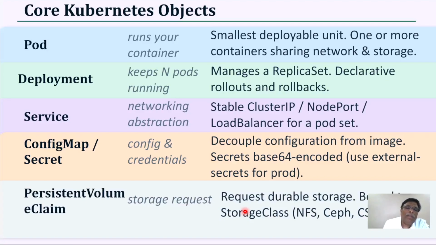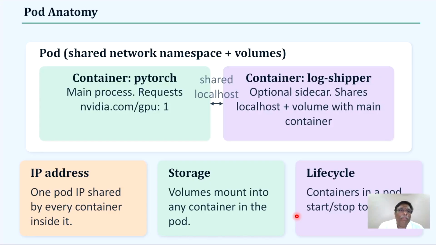And persistent volume claim is a storage request. So this basically means we can request for durable storage bound to a storage class, right? So these are certain things which talk about how much volume of storage we require for each pod, and in turn basically how much our container could be in a position to access the volume. So these are certain things which we are talking about in terms of Kubernetes objects.